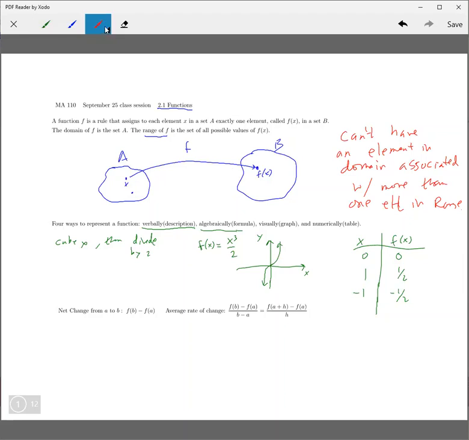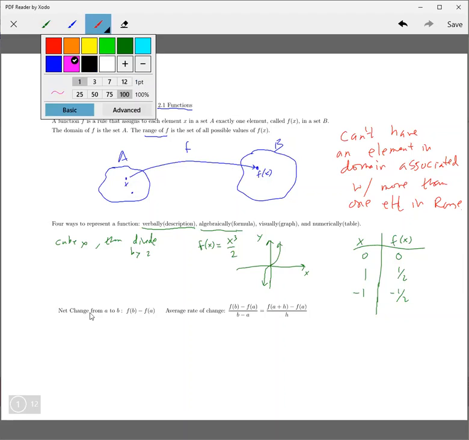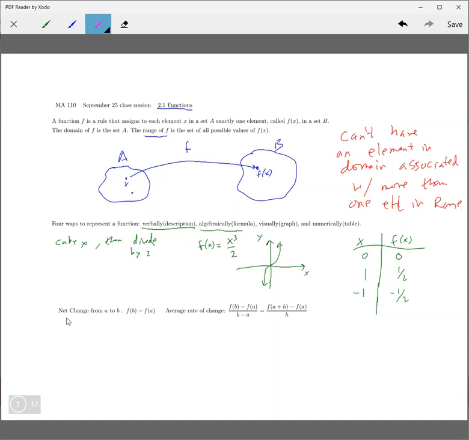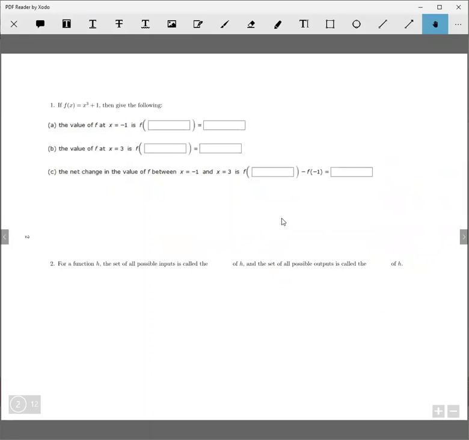Okay, and then finally, we have this last topic right here, which comes up a little bit in this section. It's important for calculus. So we have the net change from A to B. That's f of B minus f of A. And then you have the average rate of change, which is f of B minus f of A over B minus A. And this is another form for the average rate of change. Okay, so those 2 things. Okay, so let's get into some exercises. These are the concepts. Let's get into the exercises of those.